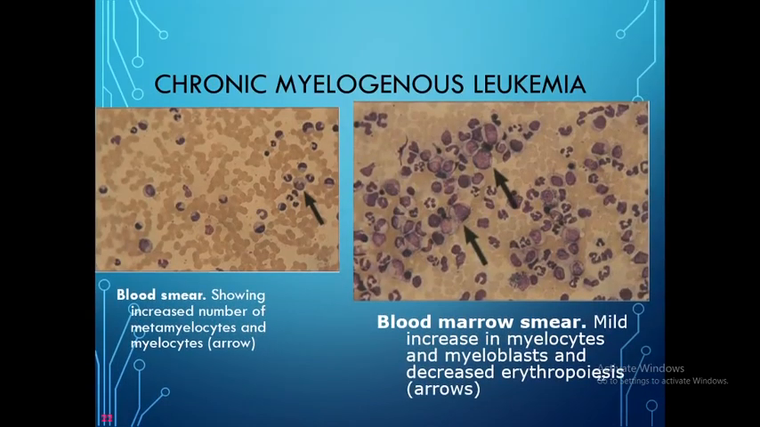Then we have chronic myelogenous leukemia. Here in the first panel on your left side, you can see a blood smear showing an increased number of metamyelocytes and myelocytes. Here, the bone marrow smear shows a mild increase in myelocytes and myeloblasts and decreased erythropoiesis.